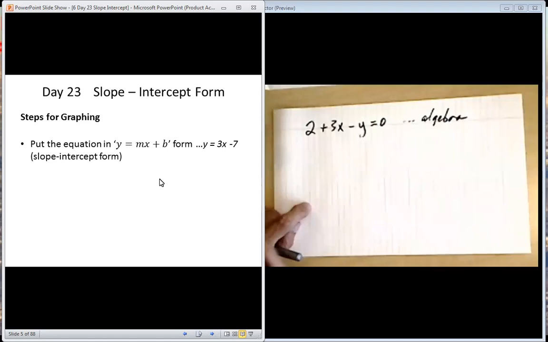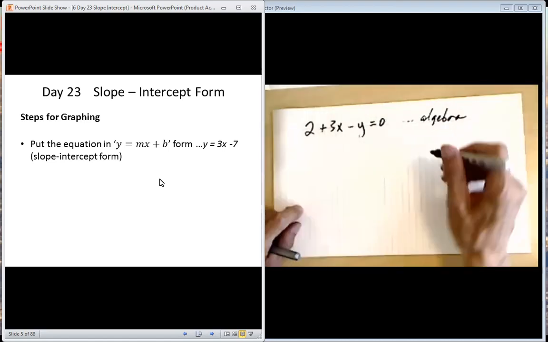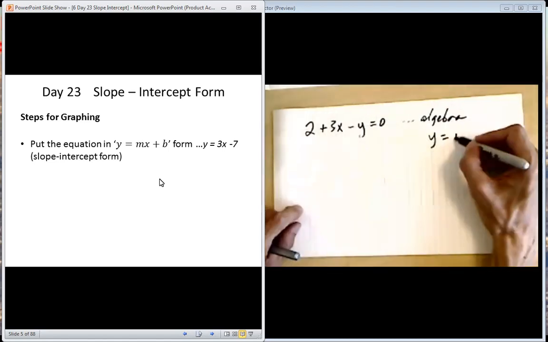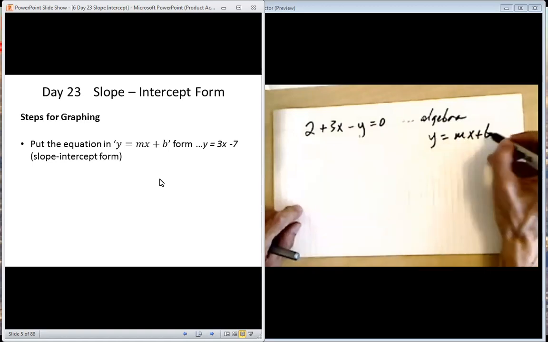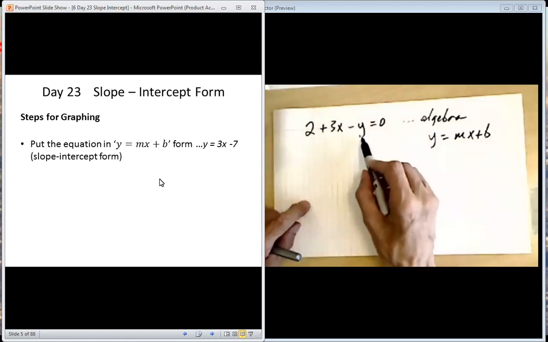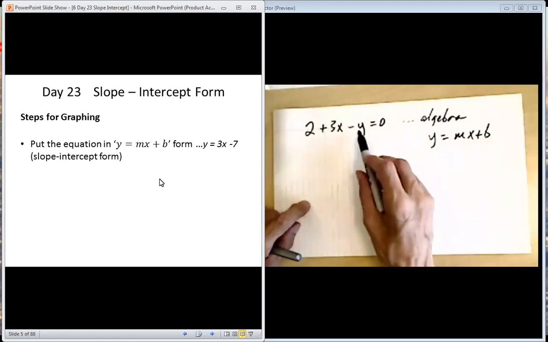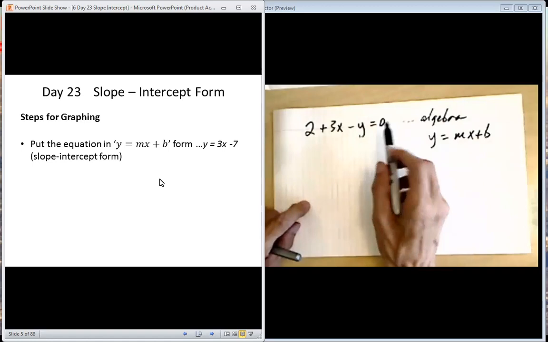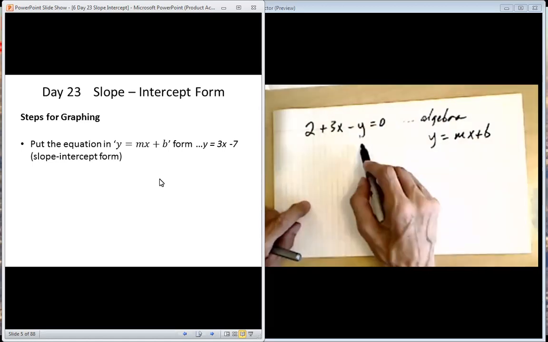So we're going for that style. So let's get y by itself first. Move it from this side to the other side. Okay. What are we going to get? What's going to happen?